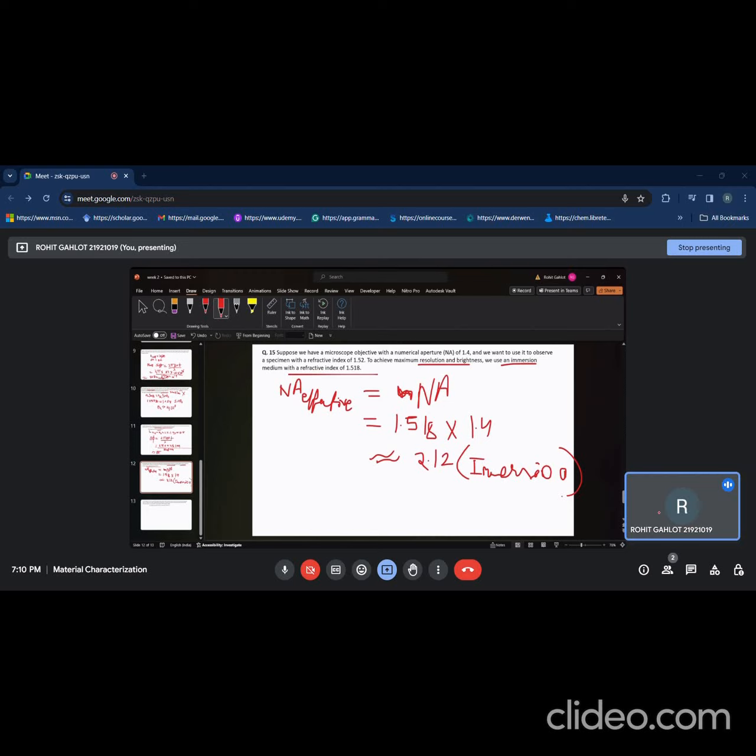So from this we understand that your resolution is proportional to your numerical aperture, right? And with immersion, your numerical aperture is increasing, so your resolution is also directly increasing. And if we talk about the brightness, this also increases with your immersion media.